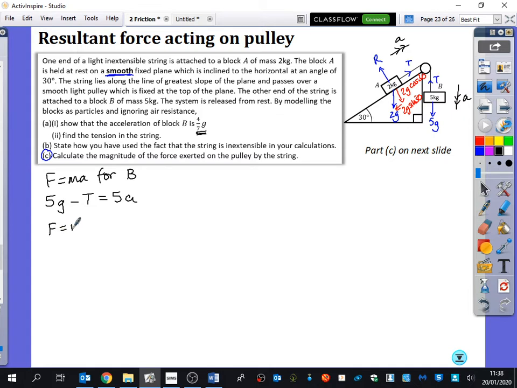If we do F equals ma for A, maybe we should have done an extra diagram here. I might do it very quickly. R, T, 2g cos 30, 2g sine 30. Tashini, would you be able to tell me what the equation of motion is for that particle? Yeah?